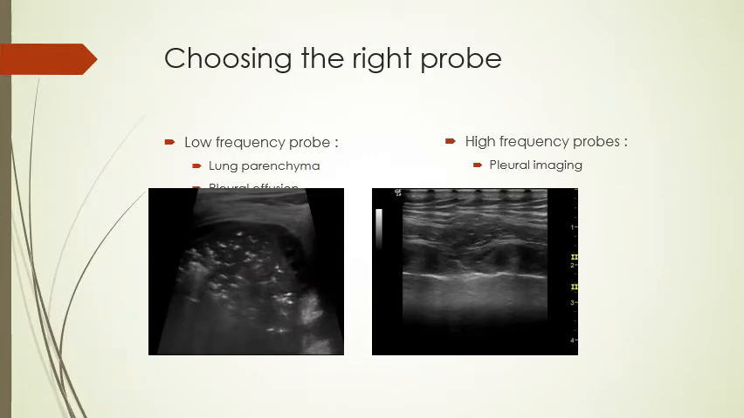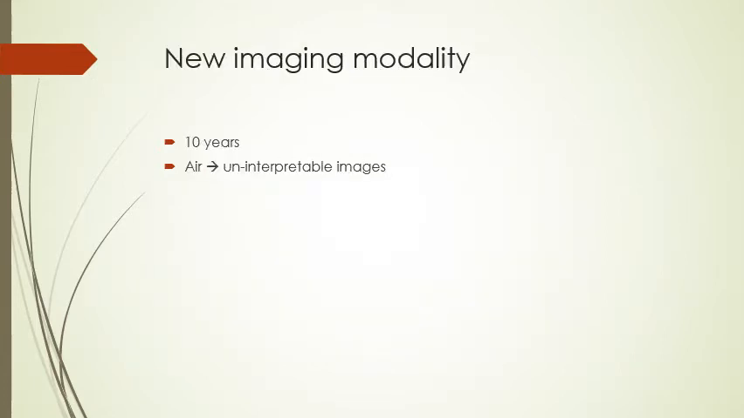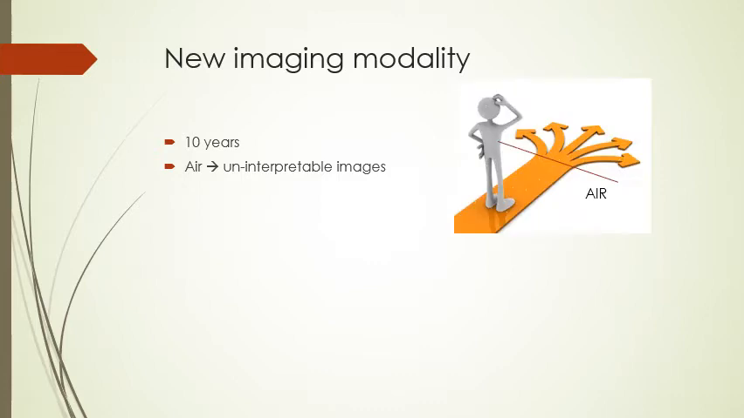So to best visualize a lung parenchyma and pleural effusions, low-frequency probes are preferred as they can penetrate deeper into the chest wall and chest cavity, whereas high-frequency probes, because of the better resolution they offer, are excellent for pleural imaging. Lung ultrasound is a relatively new imaging modality and has only gained momentum in the last 10 years. It used to be difficult to interpret any images as air would lead to the refraction of most of the ultrasound beams and therefore making the images beyond uninterpretable.